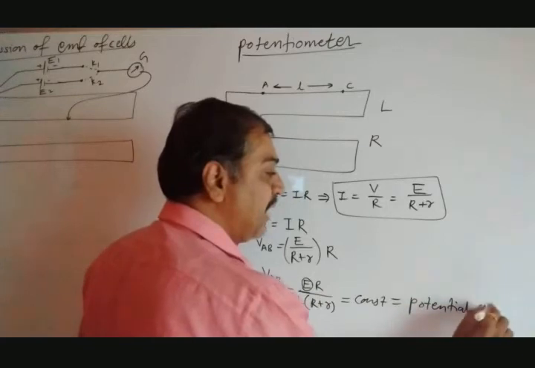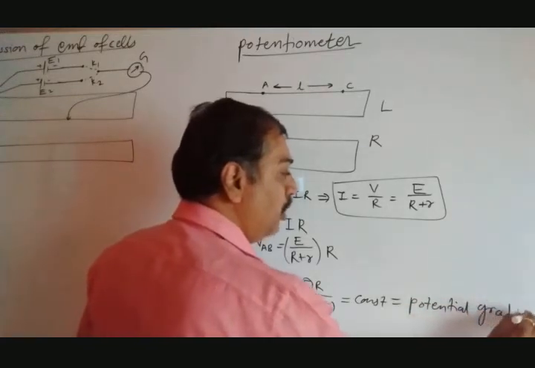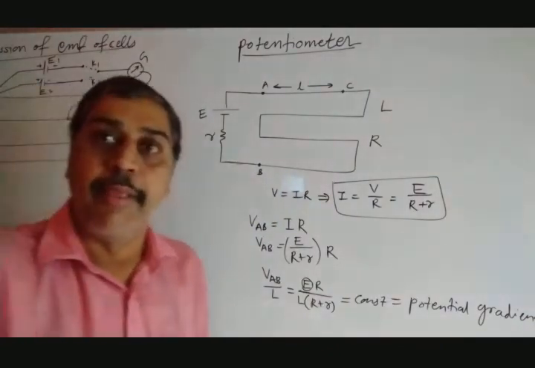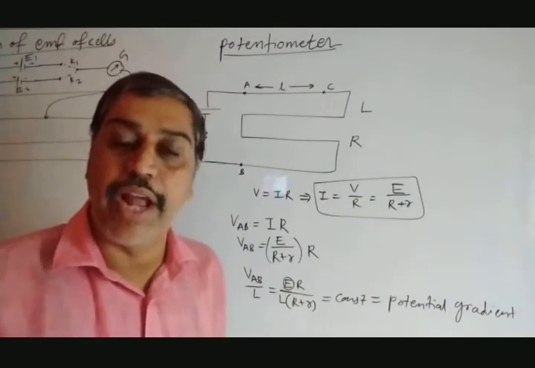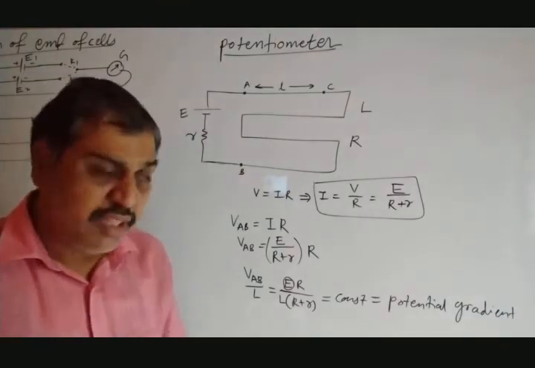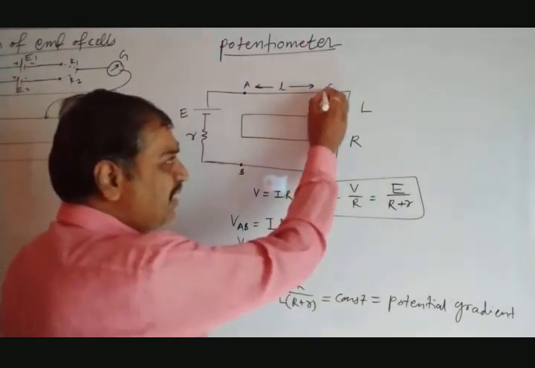Potential gradient means how the potential or voltage changes with the length, that is measured by this, and that is said to be the potential gradient. So it's very simple to understand. Now from this, suppose I have taken another point C here somewhere.